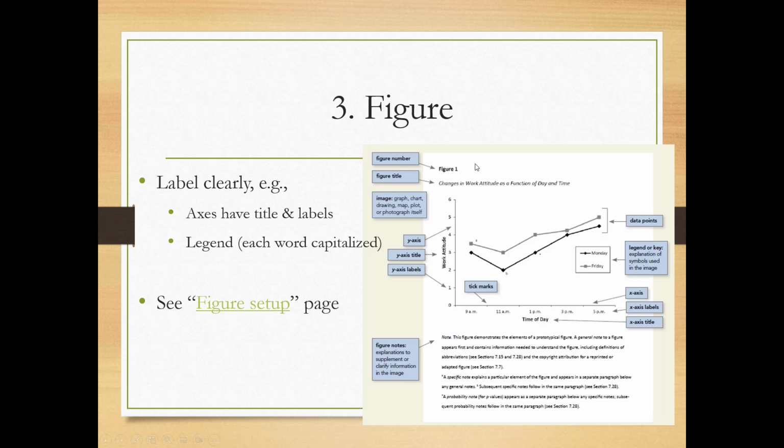Similarly for figures, again, you kind of need to know the gist and how to find all of this information. But the main thing is that your figure is labeled clearly. For example, axes, if you have a graph like this, should have titles and labels. For example, these tick marks are labeled with data points or values. If you need a legend, then that should be part of your figure, within the actual chart, and each word should be capitalized for your legend.